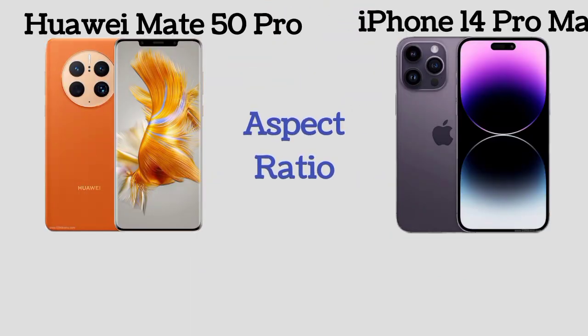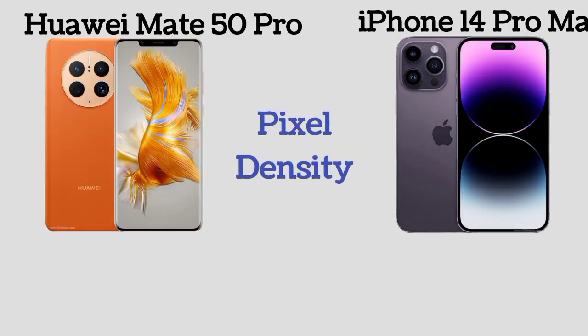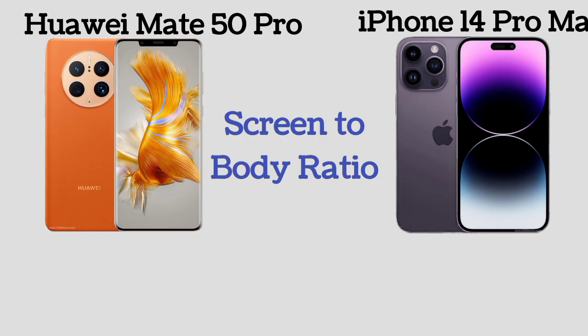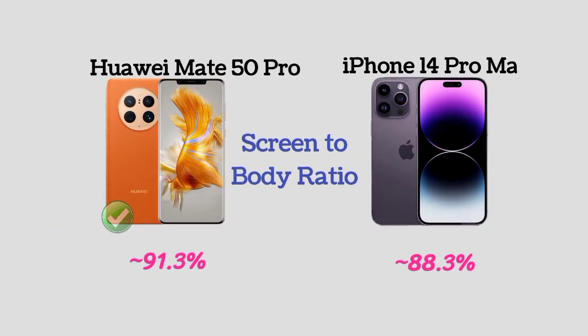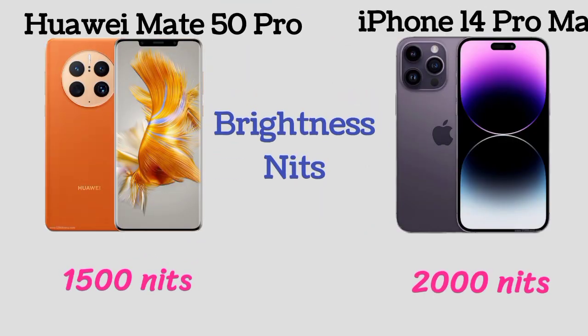Aspect ratio of Mate 50 Pro and iPhone 14 Pro Max is 19.5:9. Pixel density of Mate 50 Pro and iPhone 14 Pro Max is 428 ppi and 460 ppi. Here is the screen to body ratio of Huawei Mate 50 Pro and iPhone 14 Pro Max. The brightness nits of Mate 50 Pro and iPhone 14 Pro Max is 1500 nits and 2000 nits.